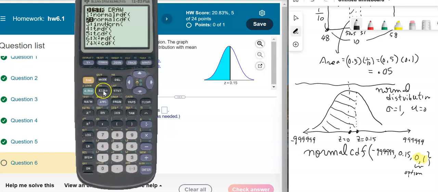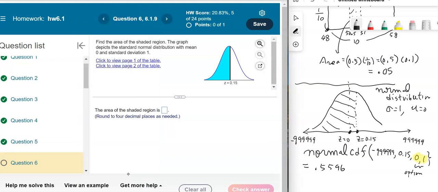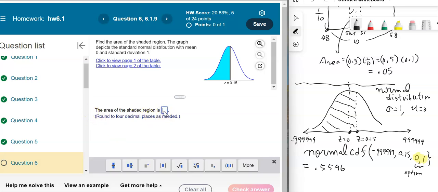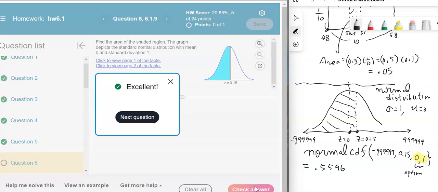So if I put normal CDF, the most left number is negative 999,999. You can put more 9s, it's okay, but at least six of them, comma 0.15. That's all you need actually. Then the area of the shade is 0.5596. They like to write full decimal: 0.5596.